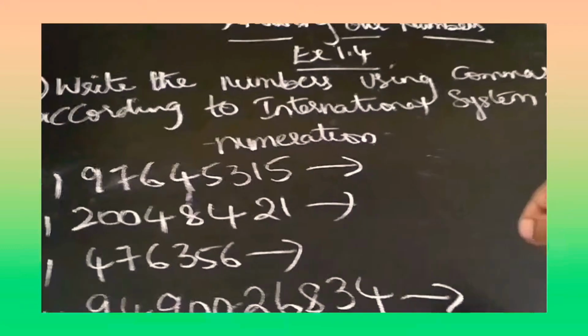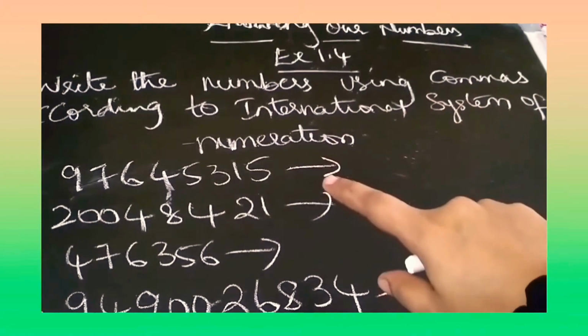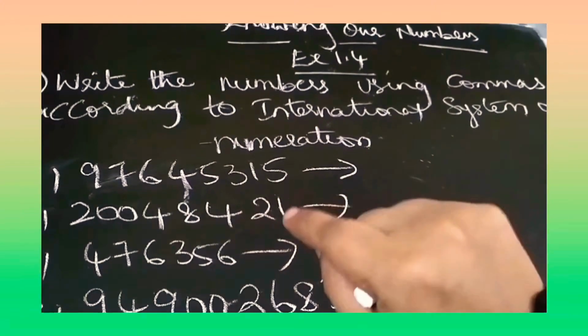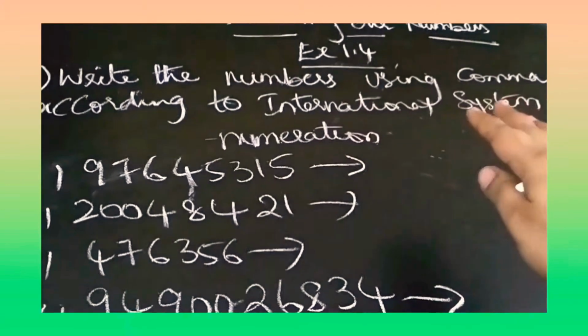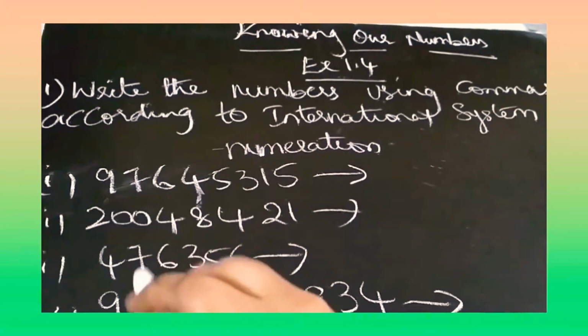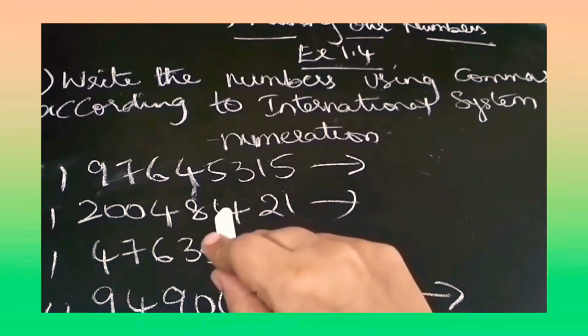First sum is write the numbers using commas according to international system of numeration. Okay, you have to put commas in these numbers, according to international system, not the Indian system. So first one is 976453115. So what is an international system?